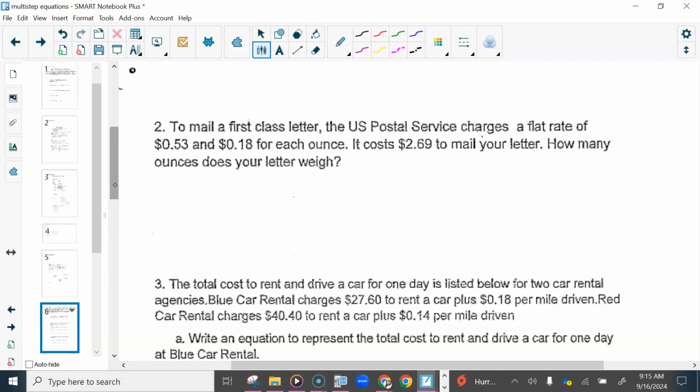So let's read this together. To mail a first-class letter, the U.S. Postal Service charges a flat rate of 53 cents and 18 cents for each ounce. It costs $2.69 to mail your letter. How many ounces does your letter weigh? What do we feel is important in this?